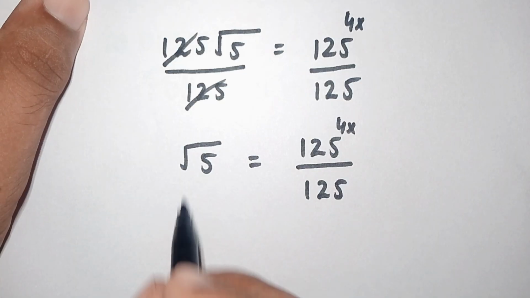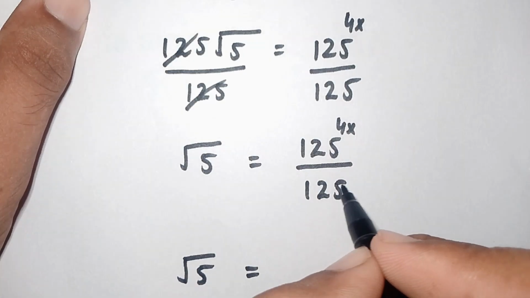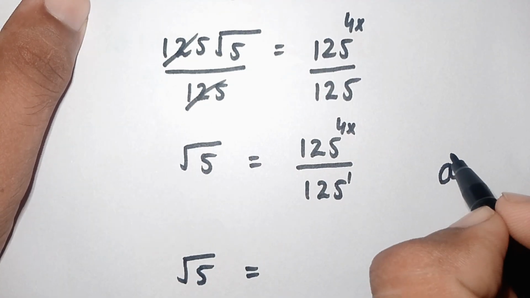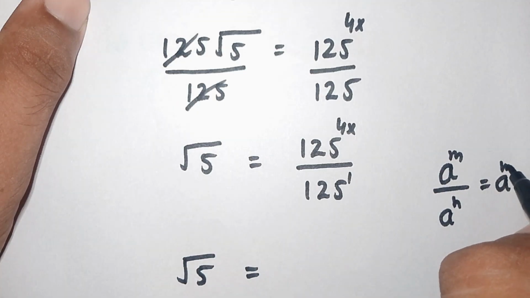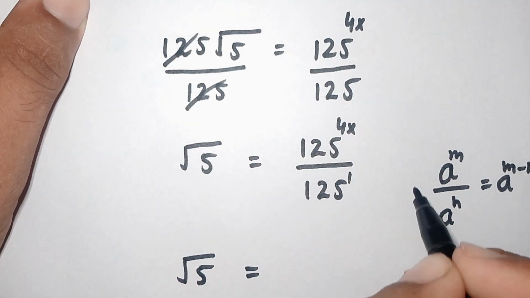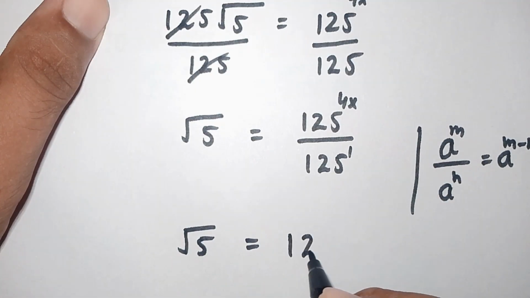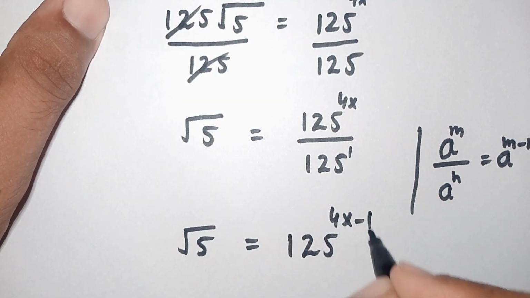Now in the next step, square root of 5 is equal to, we know that here the power is 1, so this is in the form of a to the power of m divided by a to the power of n. This is equal to a to the power of m minus n. So to apply this condition, here the bases are same, so this will become 125 to the power of 4x minus this power, which is equal to 1.